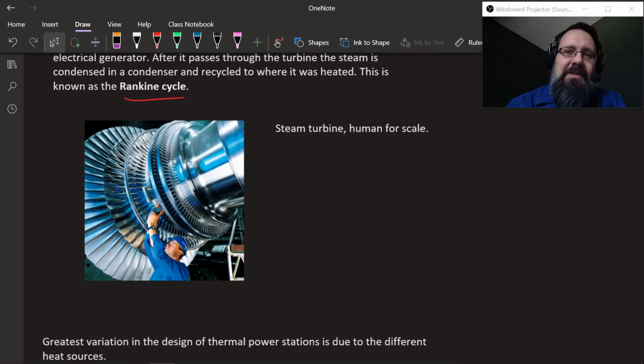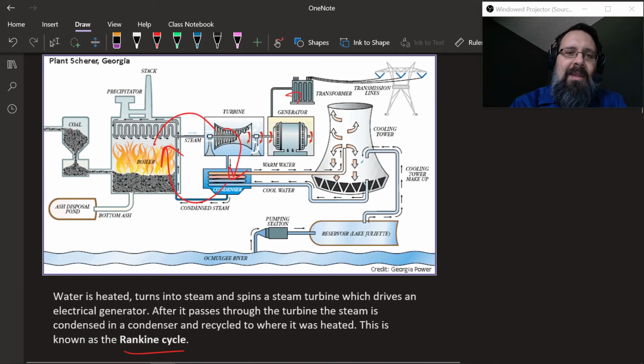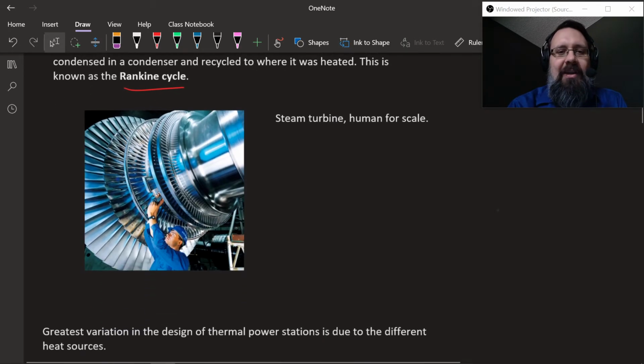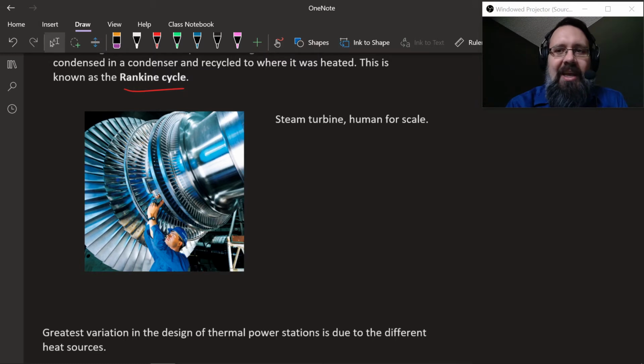This is a picture of a steam turbine, so you guys can get a sense of the scale of these things. Once again, that's the turbine that's inside here. That's the giant fan that you're using the steam to spin. That's generating the electricity. So those things are massive. They're gigantic.